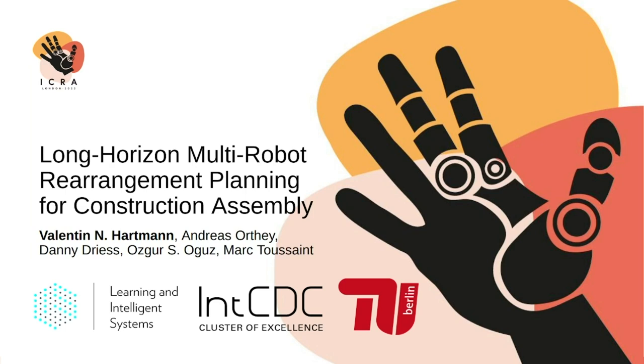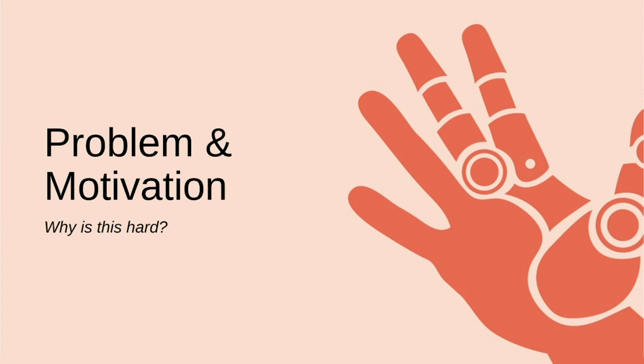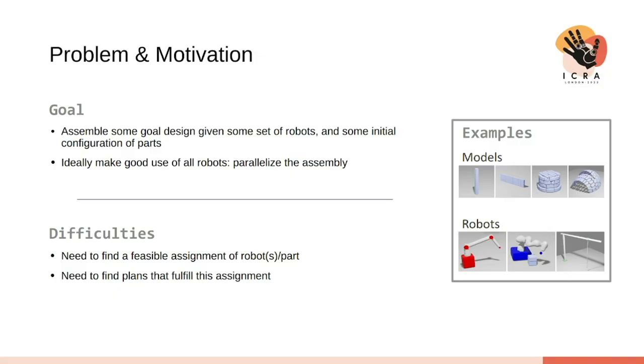We'll first have a look at the problem that we're trying to tackle here and why it is hard and what the difficulties are. So, in this work we're looking to build or assemble a given final design with a given set of robots and some initial configuration of parts. Examples of such robots and some examples of final structures can be seen on the right.